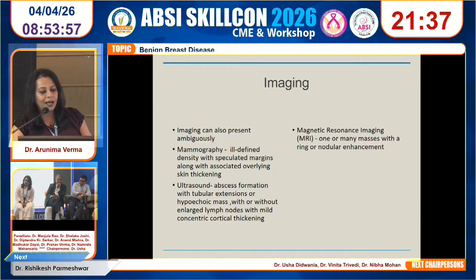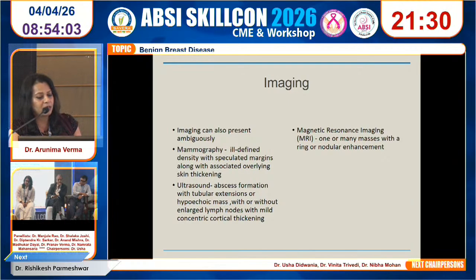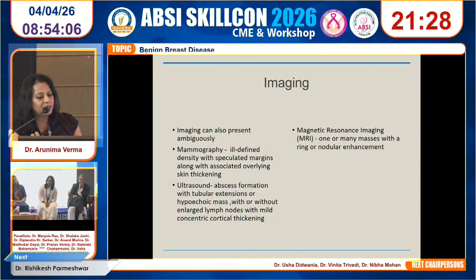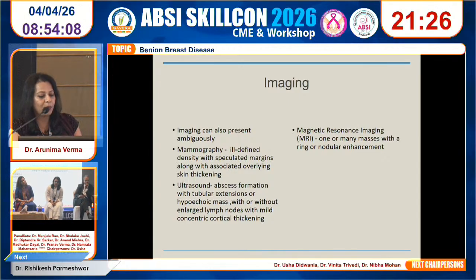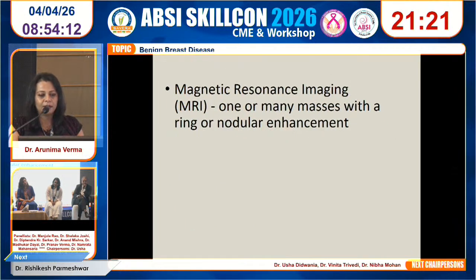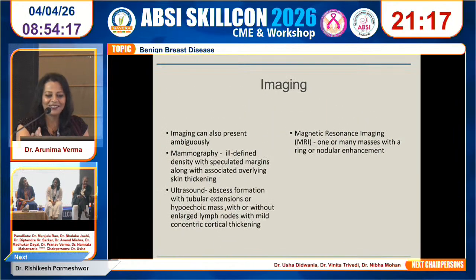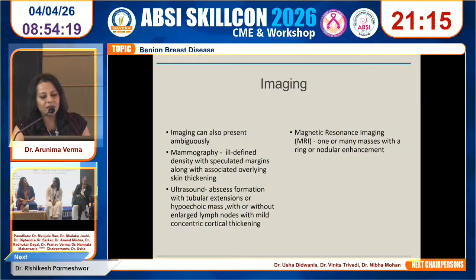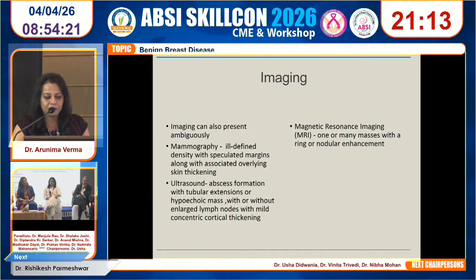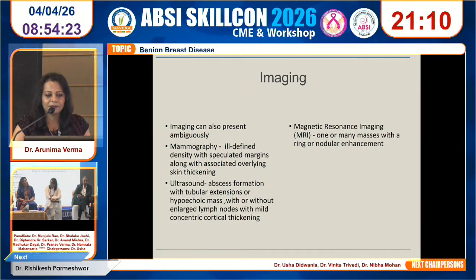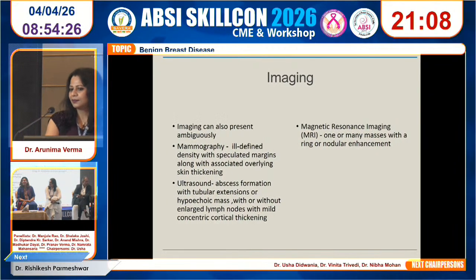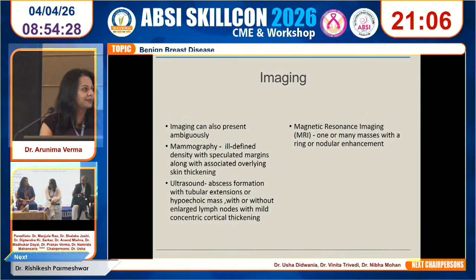And I think he has already said imaging as far as granulomatous mastitis can be ambiguous. Mammography, ill-defined density with spiculated margin can come. Ultrasound, abscess formation with tubular extension and hypoechoic mass with or without enlarged lymph nodes can be seen. And MRI, I'm sorry, it just became larger. Okay, sorry. So MRI, one or more masses with ring or nodular enhancement may be seen. It's stuck. I'm sorry. It's not moving.